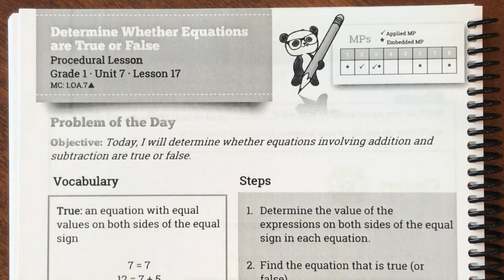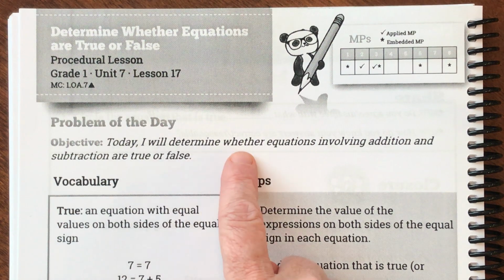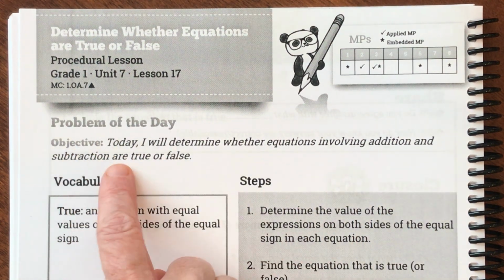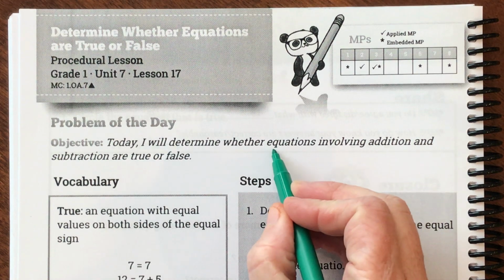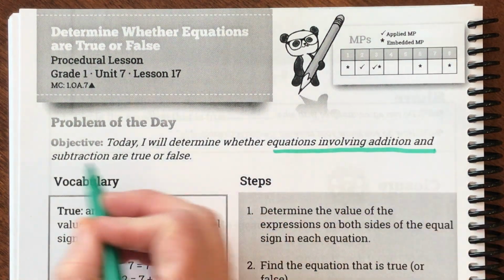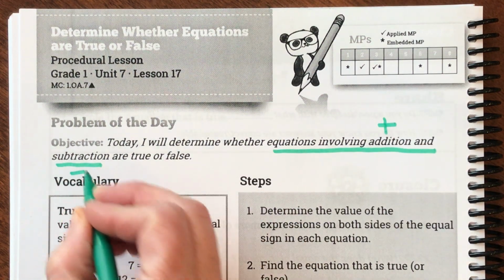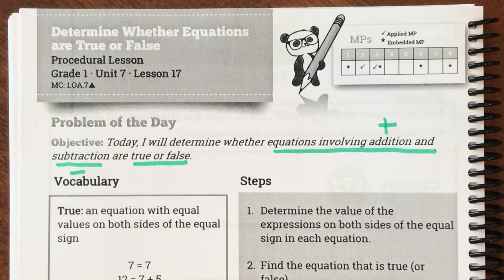And today our objective is, today I will determine whether equations involving addition and subtraction are true or false. Okay, so what we're going to have today is equations with addition and subtraction. We could add our addition sign and our subtraction sign. And we're going to determine if they're true or false. Okay, so that's what we're going to be looking at.